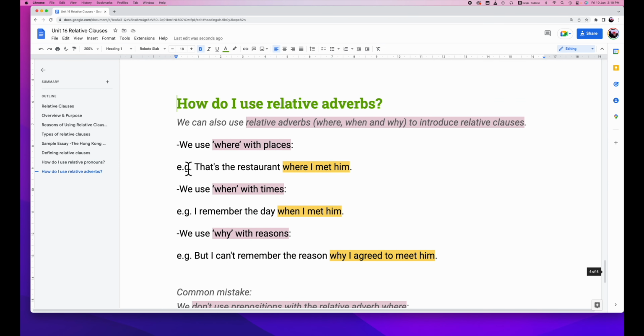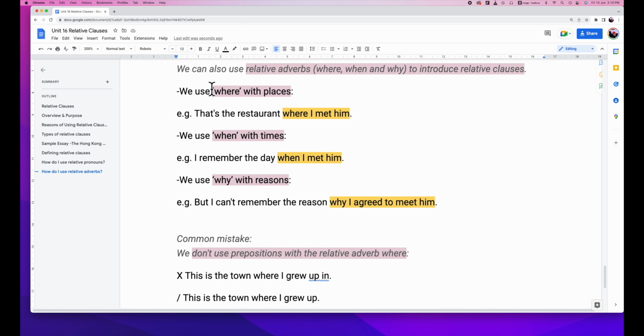Then how do I use relative adverbs and what are they? Let's take a look. We also use relative adverbs such as where, when, and why to introduce relative clauses. Very straightforward. The word where is for places. That's the restaurant where I met him. Where I met him, this relative clause is telling you more about the restaurant we are talking about.